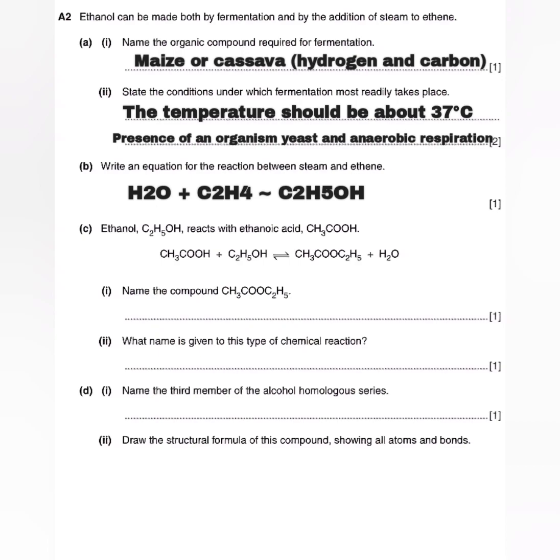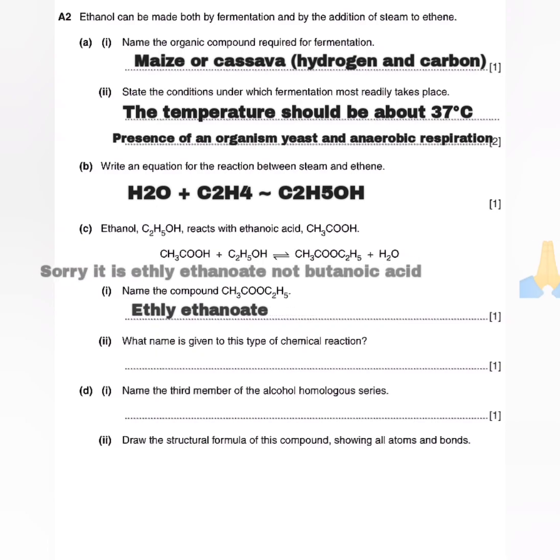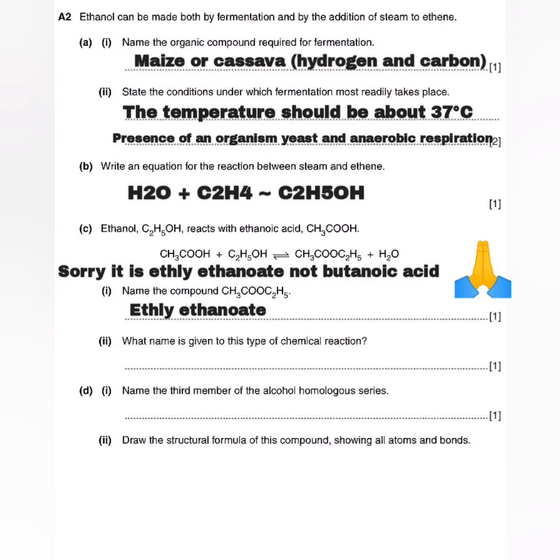Then the question, which is Roman numeral 1, is saying, name the compound which is having CH3COOC2H5. So in this case here, this one is having 2 oxygens and 4 carbon atoms. So which means this one is going to be what? Butanoic acid. Because acids have the functional group COOH. Okay. Then Roman numeral 2 is saying, what name is given to this type of chemical reaction? So when an acid reacts with an alcohol, the reaction is what?